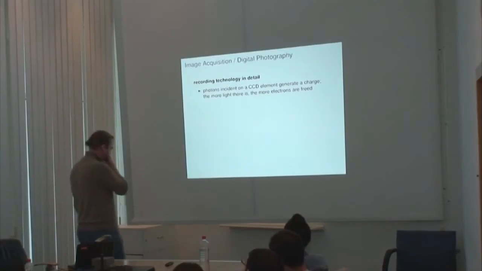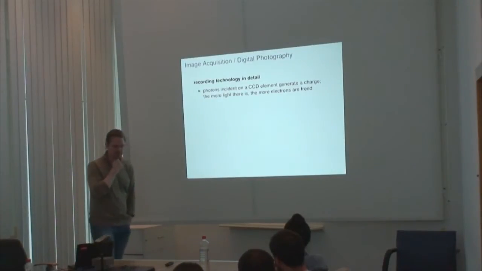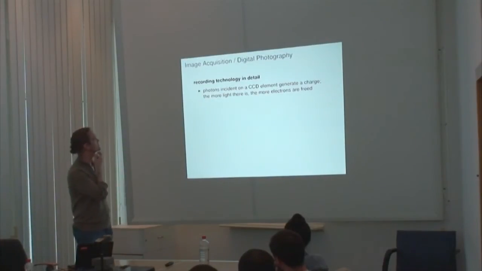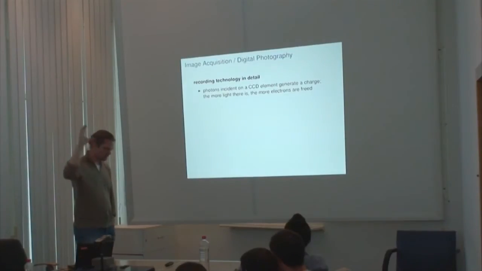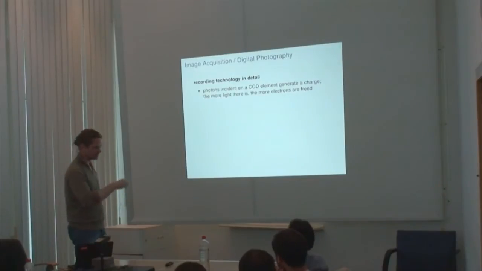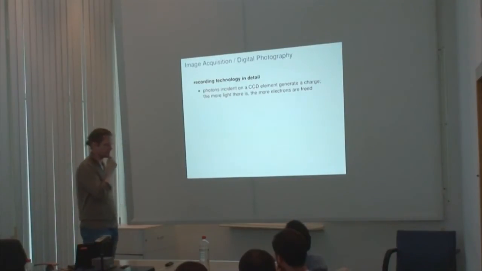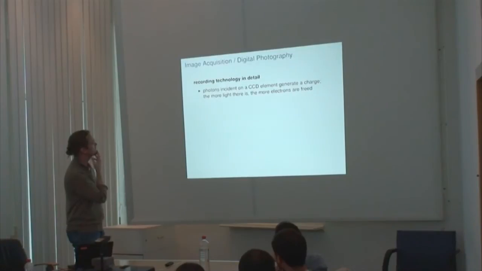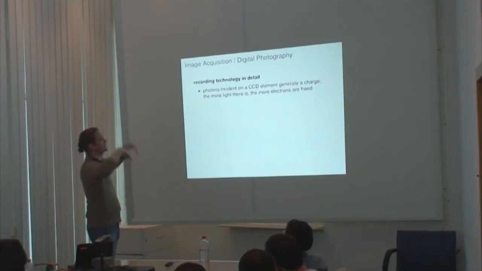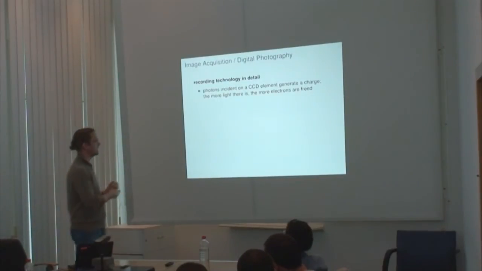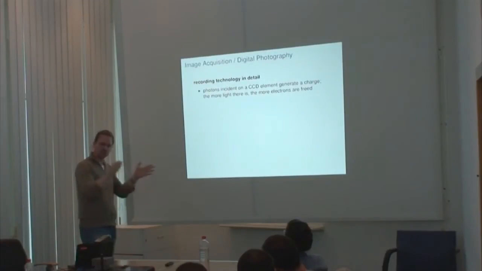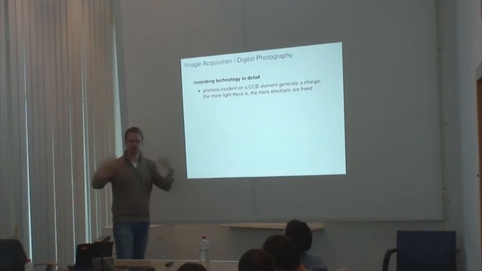Okay, some more details. How do these CCD elements work? Light is incident to the lens of your camera. The lens focuses it onto this area of charge-coupled devices. And whenever a single photon hits one of these microconductor elements, it generates a charge. That is, an electron is freed. The more photons hit such a little element, the more electrons are freed.